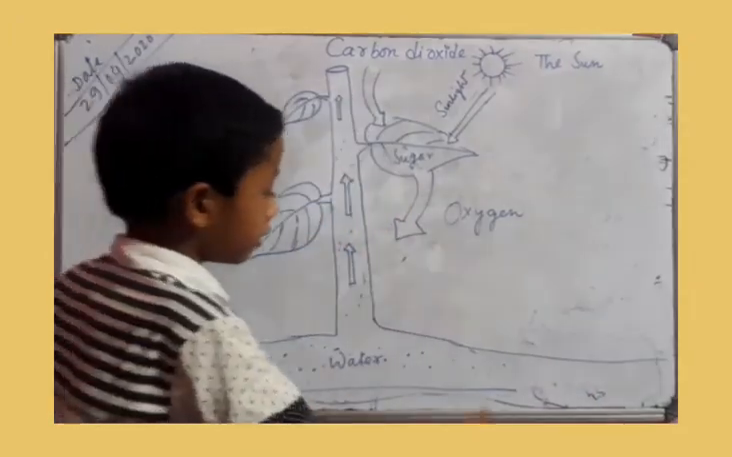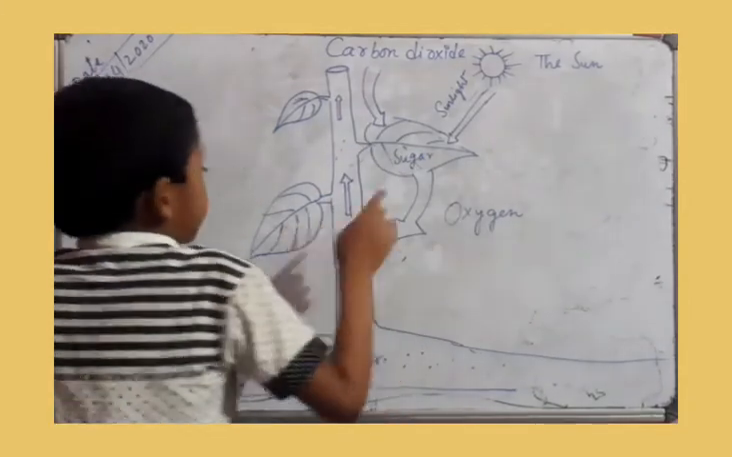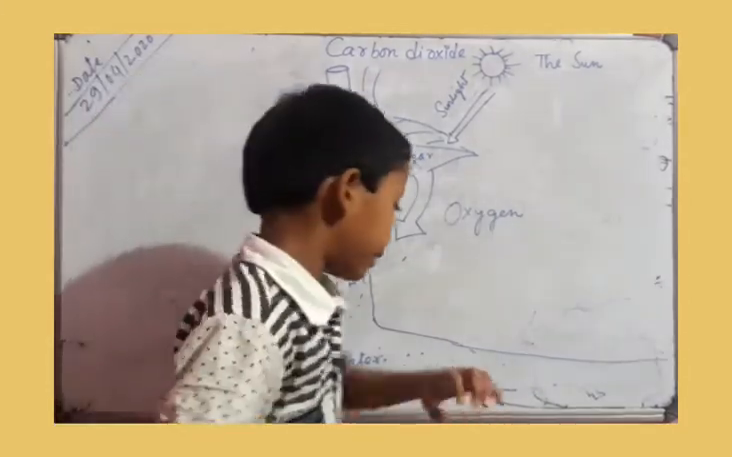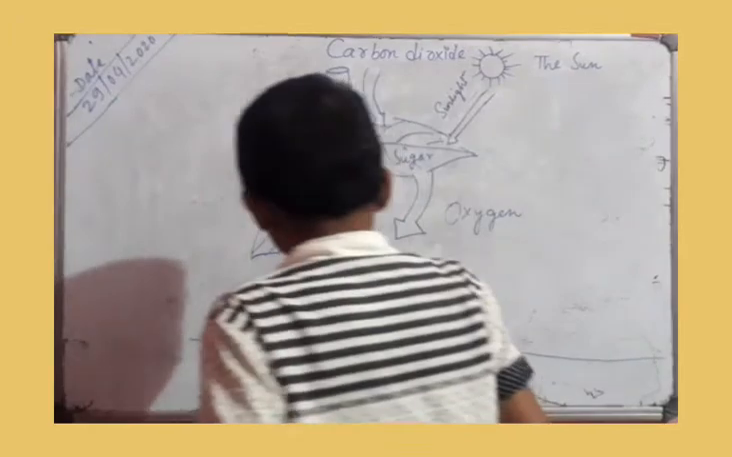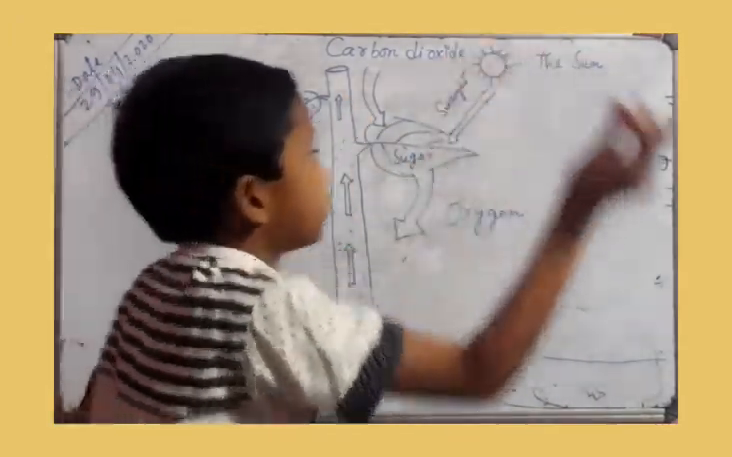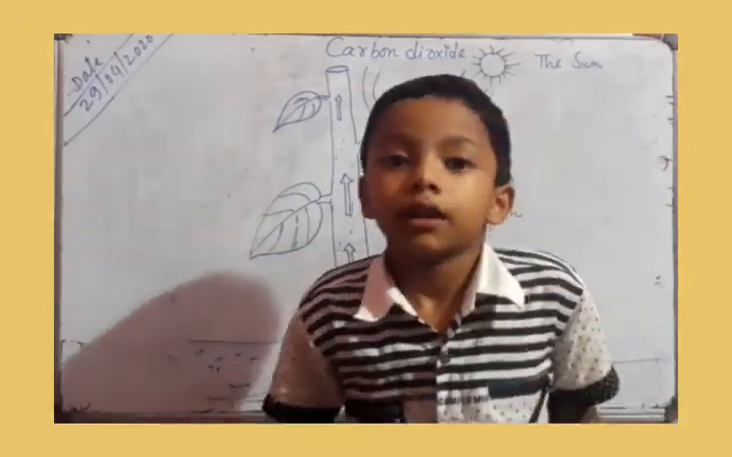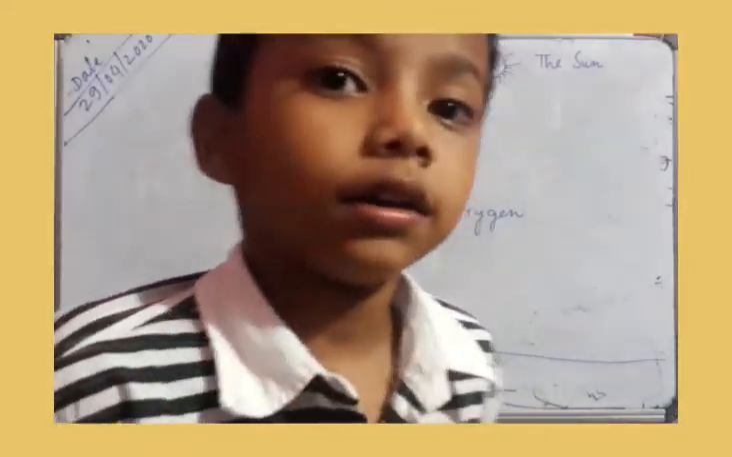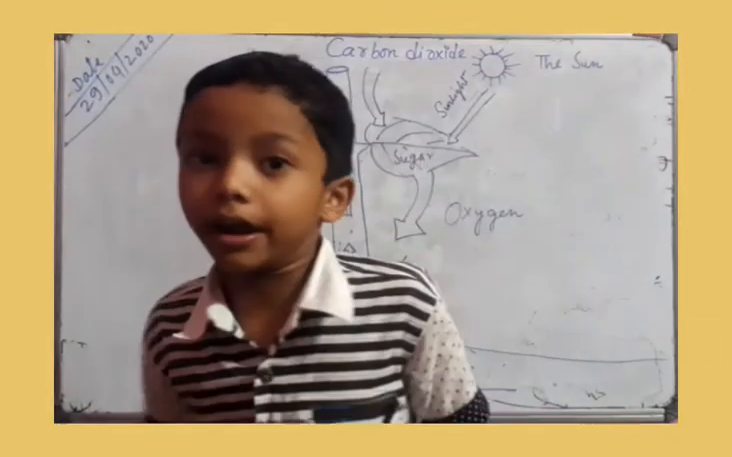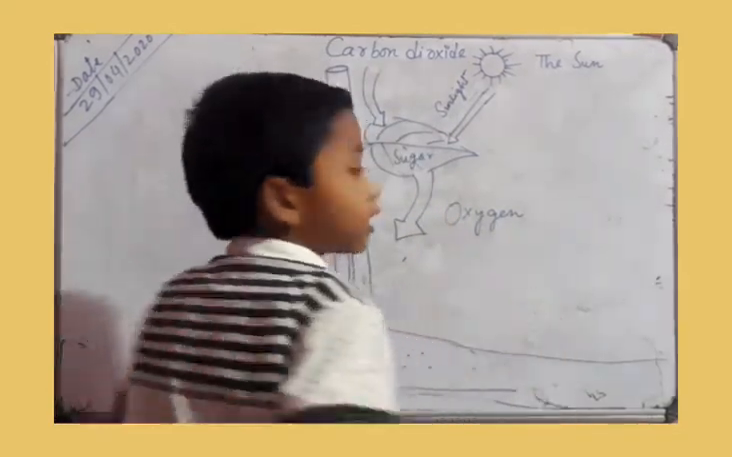Now from the tiny pores called stomata, but leaves have stomata and the ground has also stomata. Stomata produces water and gives it up to the atmosphere. Now it fires and goes to the sun and the water becomes dry. This is called the food cycle, just like a spinning wheel.